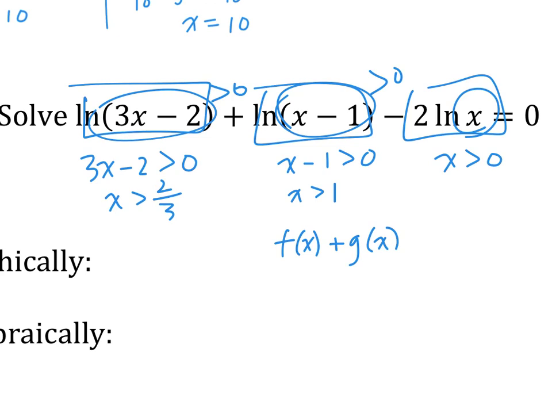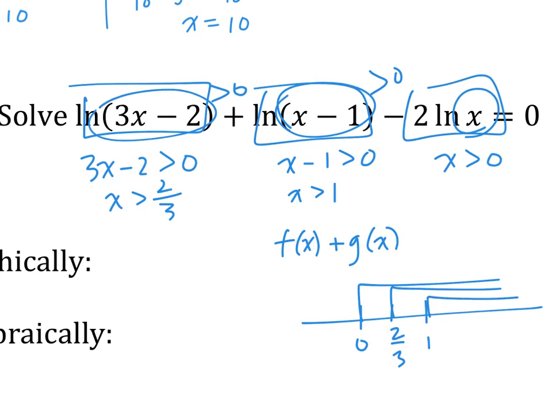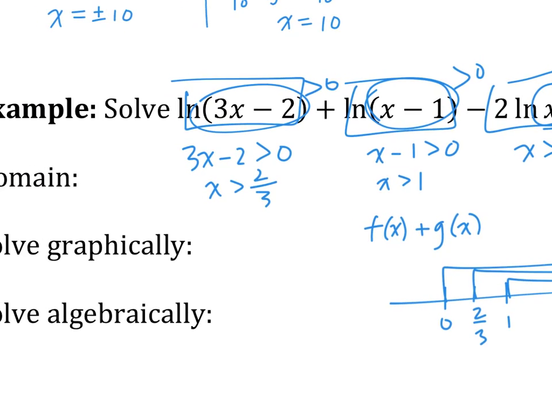Okay, you need to be able to see this. So we have 3 numbers: 0, 1, 2/3. Greater than 0, greater than 2/3, greater than 1. Greater than 1 has the smallest amount of numbers. So x greater than 1 is the domain. Whatever answer you get, it has to be bigger than 1.